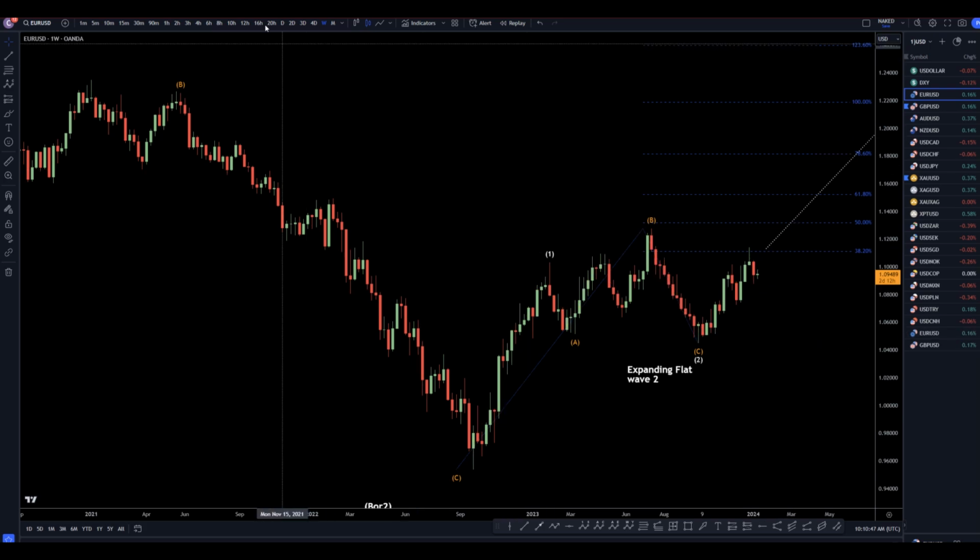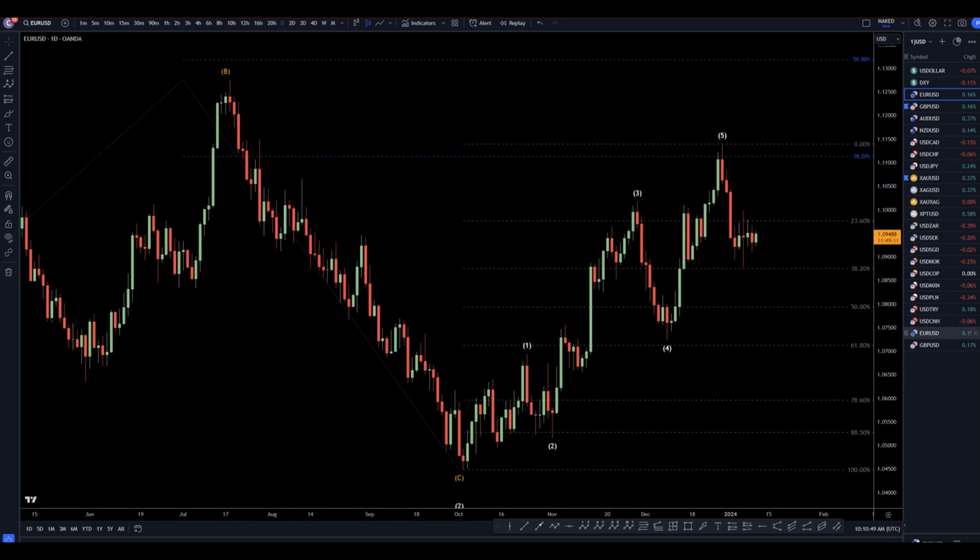So let's take it right down to the daily time frame. On the daily time frame, we do definitely have the shape of a 1, 2, 3, 4, 5. I mean, it could be a complete wave 1 of that wave 3 trend. Either way, I think this is going to make some sort of an ABC correction.